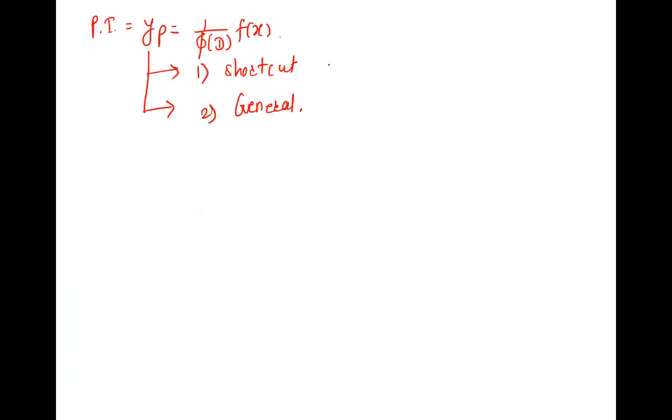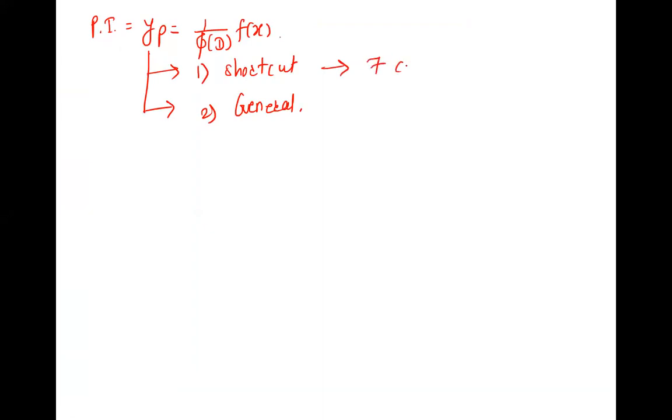It is 1 upon phi D of f of x. Very good. To find this particular integral, there are two methods we have seen. First method is the shortcut method, and second is the general method. So in shortcut, there are how many cases?